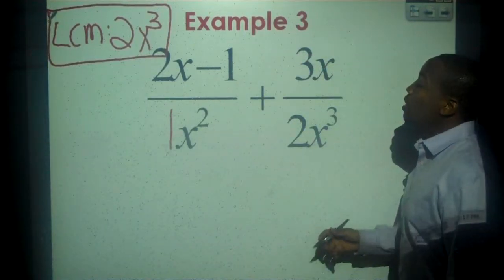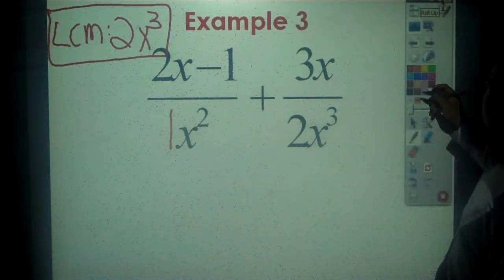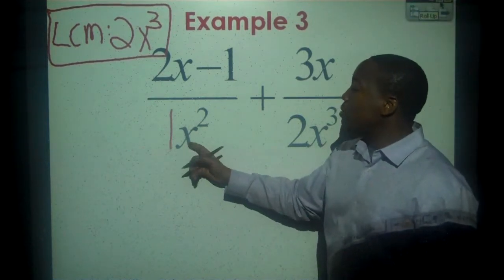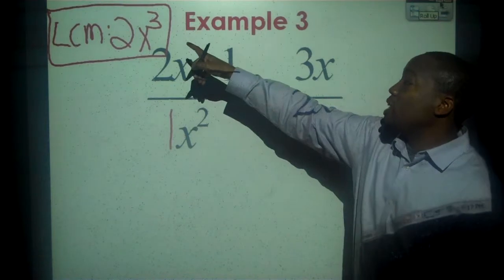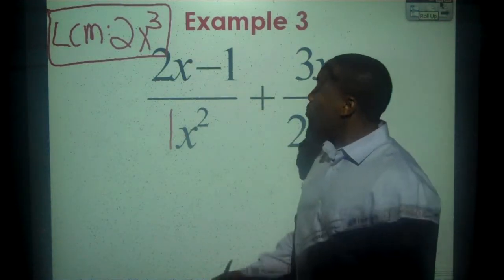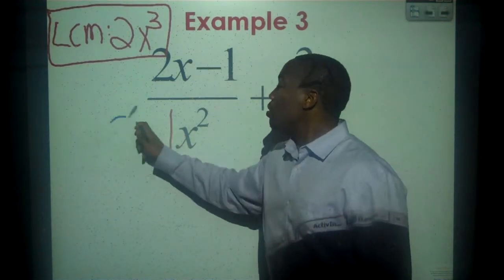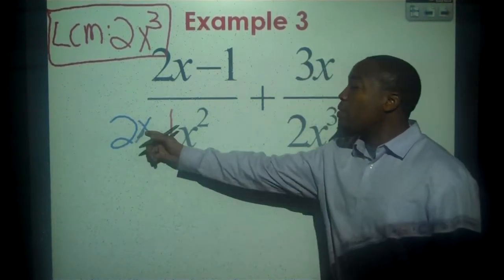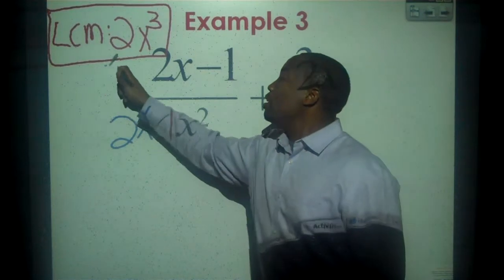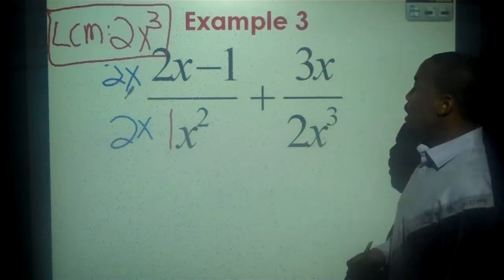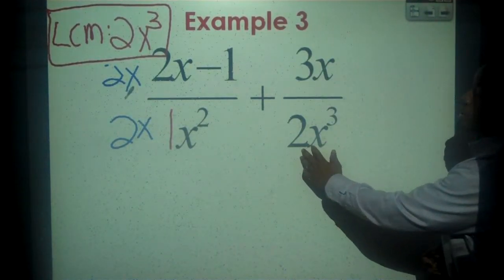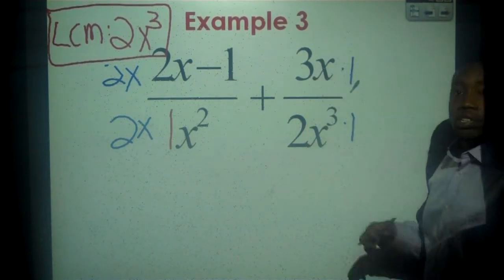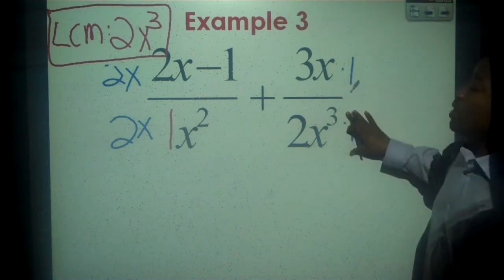2x to the third. Now, I'm going to change color for a second. What do I have to multiply this side by to get the LCM of 2x to the third? I need to multiply a 2 and what else? An x. So whatever I do to the bottom, I've got to do to the top. 2x here. And on this side, I'm already basically done, so I don't have to do anything to this. I can multiply times 1 if you want, just to make sure you know, or you can just leave it the way it is.